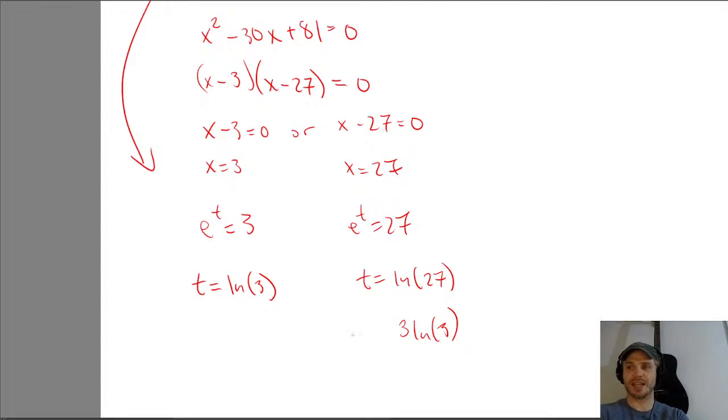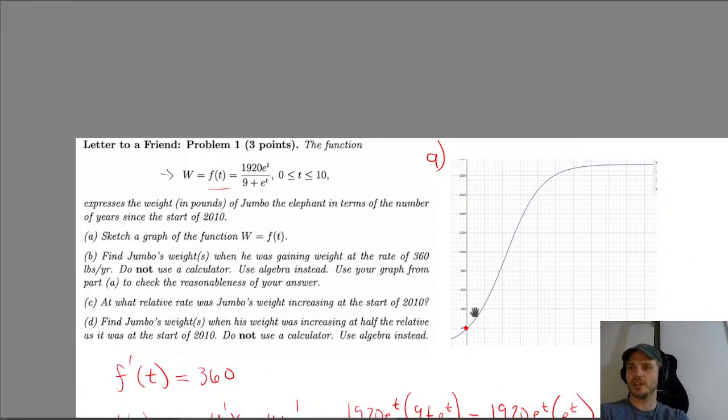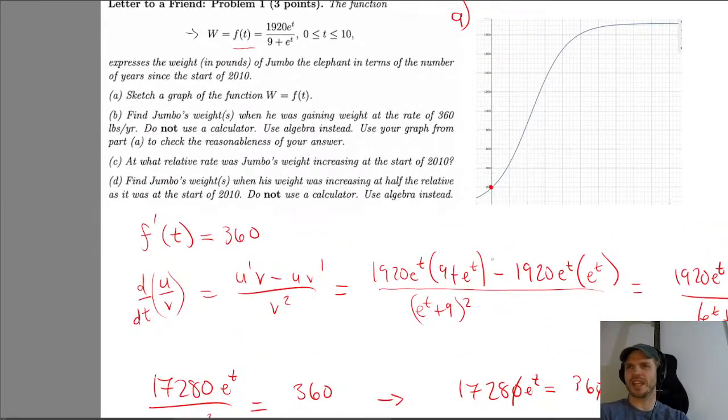So these are the times at which the rate of change of weight for Jumbo, our lovely elephant friend, is gaining weight at 360 pounds per year. So those are the times at which his rate of change of weight is increasing by 360 pounds per year. Now, they don't ask us for the times. They ask us for the weights at those times. So we have to plug that back into our original function.